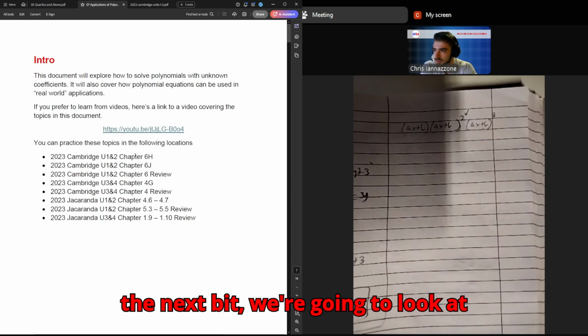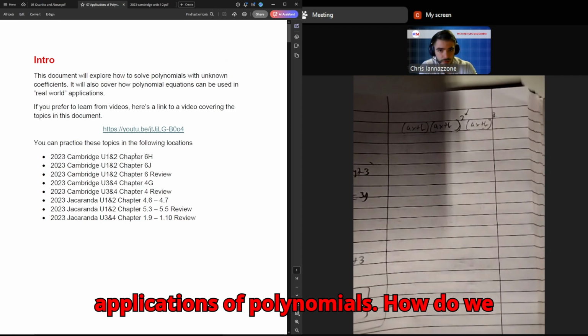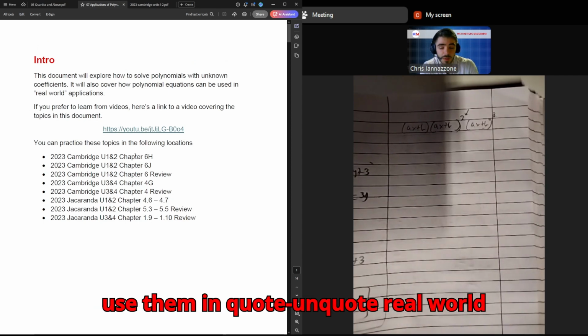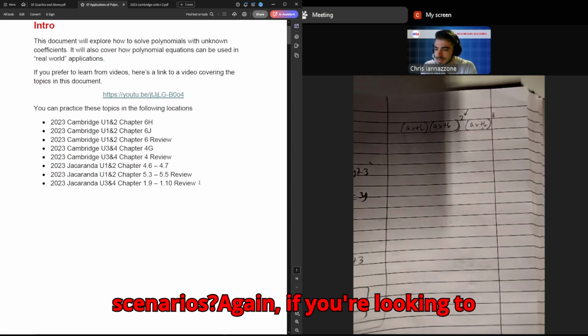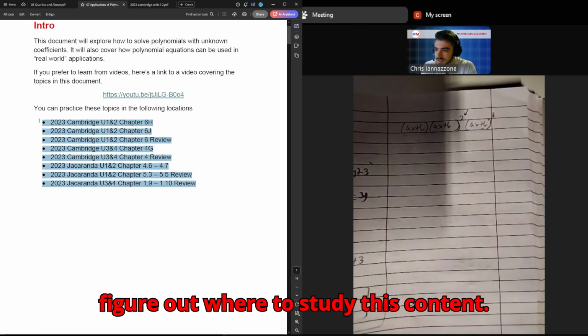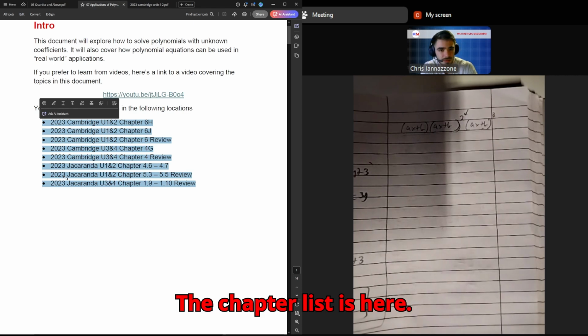As for the next bit, we're going to look at applications of polynomials. How do we use them in quote-unquote real-world scenarios? Again, if you're looking to figure out where to study this content, the chapter list is here.